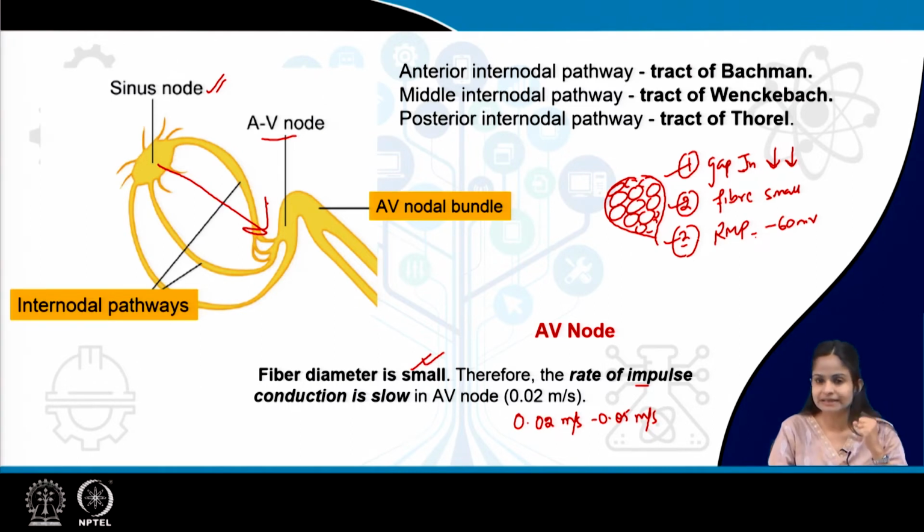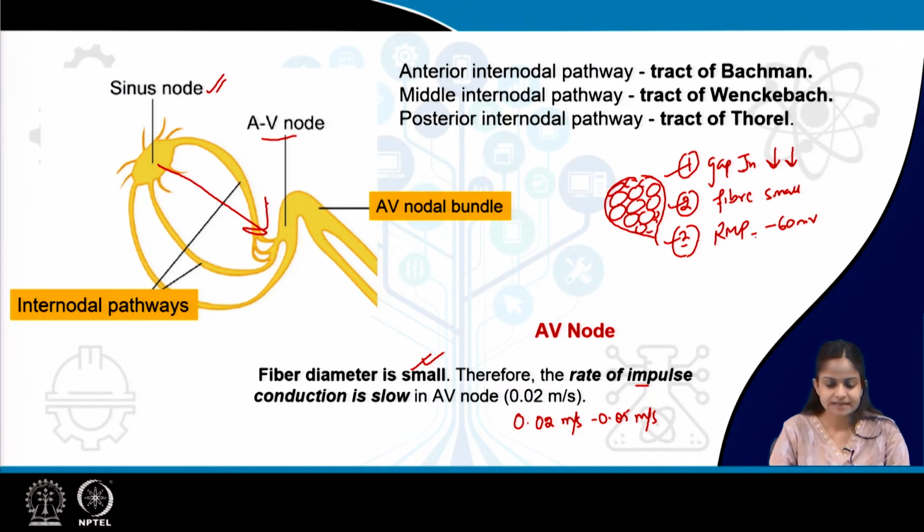So, the AV nodal delay is very much required to ensure the atria are in the maximum contracted state, so that the ventricles are fully filled. Otherwise, there will be half filling of the ventricles and less stroke volume and so less cardiac output. So, to ensure the maximum contraction of the atria and proper filling of the ventricles, there is slow conduction, or an AV nodal delay of 100 milliseconds. Now, this again will come later.